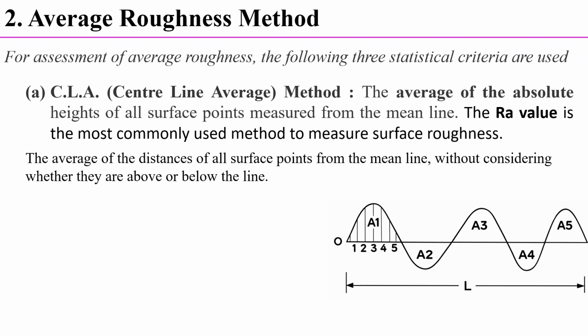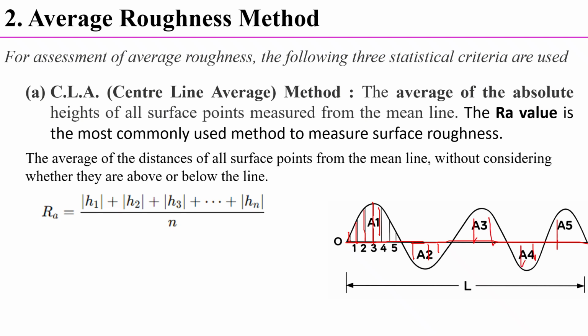So in the CLA method, we take the average of the distances of all surface points from the mean line, without considering whether they are above or below the line. Let's consider this is the center mean line. With reference to this line, we have to measure these heights. Let's consider these values H1, H2, H3 up to Hn.